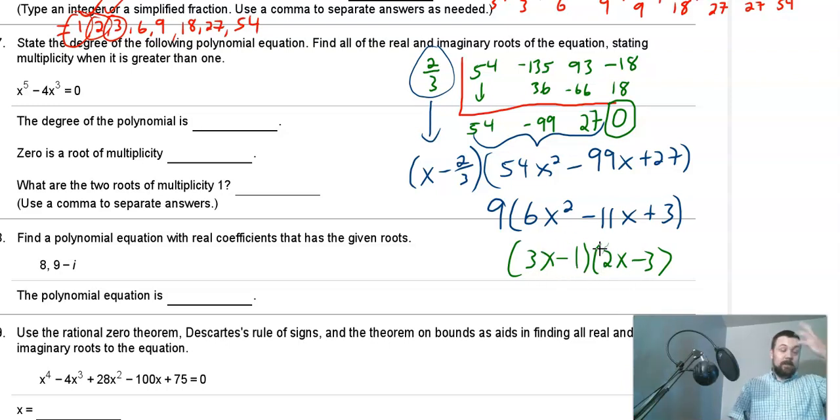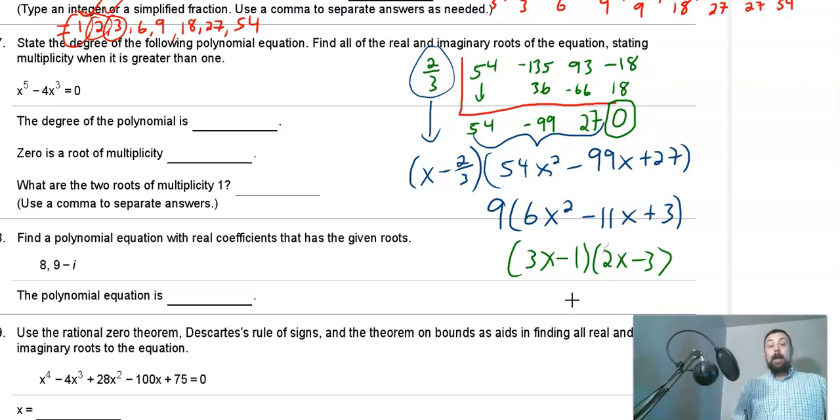So first, and I'm just going to do this mentally, 3x times 2x gives me 6x squared. 3x times negative 3 is negative 9x. So try to hold that in your memory for a second, right? Negative 9x. The inner terms give me negative 2x when I multiply them together. Negative 9x minus 2x is negative 11x when you combine those together. And then negative 1 times negative 3 is positive 3. So that is indeed how it factors.